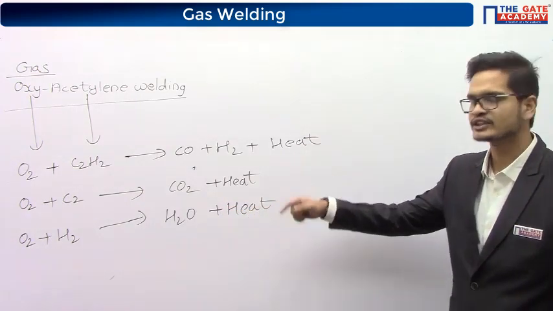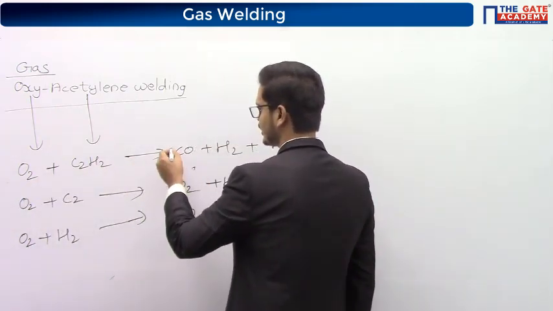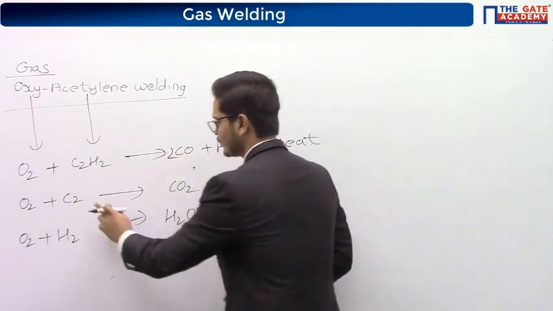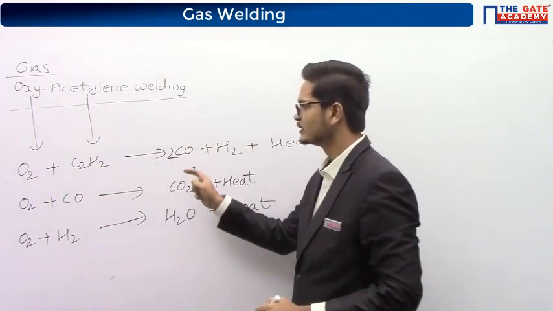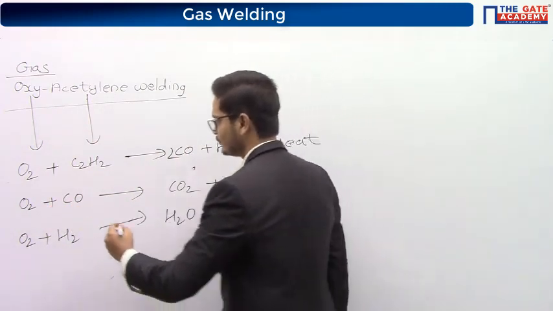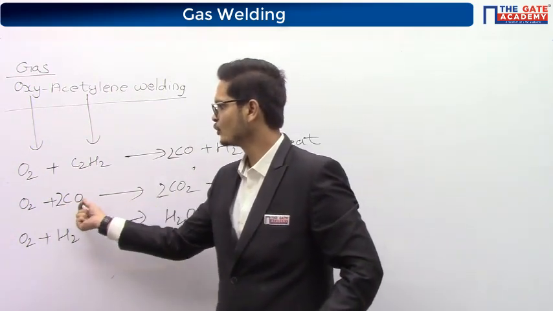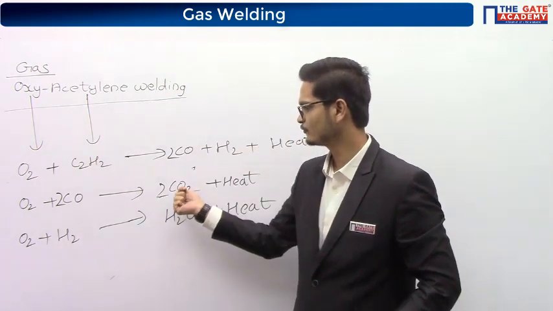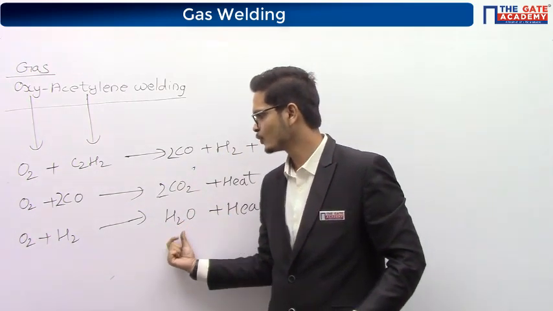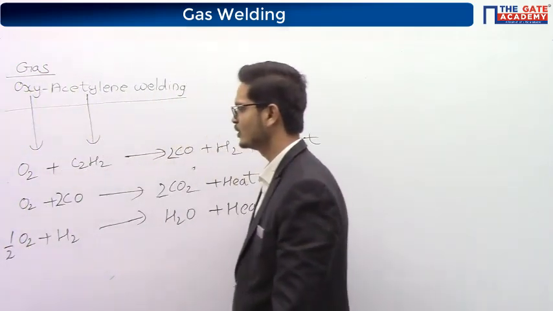So let's balance this reaction. Here we have two oxygen, so here we'll keep two oxygen, two carbon, two hydrogen balanced. Sorry, here it was CO. This carbon monoxide is going to get combusted now. So we have two carbon monoxide: two carbon there, two carbon here, two oxygen plus two oxygen, four oxygen. So total four oxygen here. Then we have H2. H is 2, O is 1. So let us keep this as half O2.